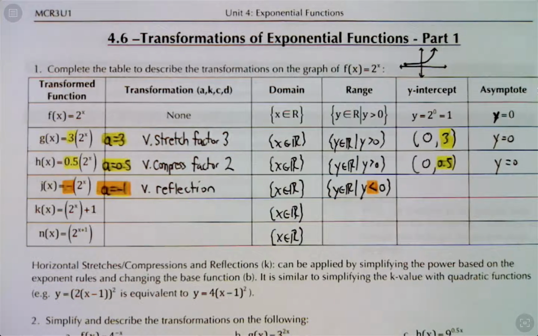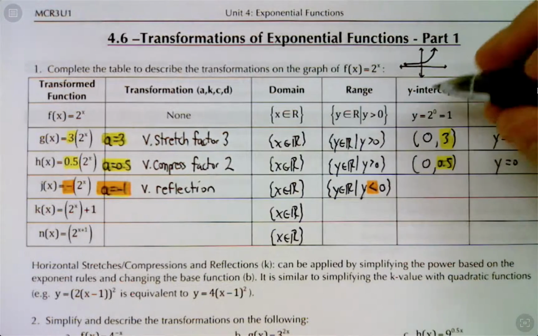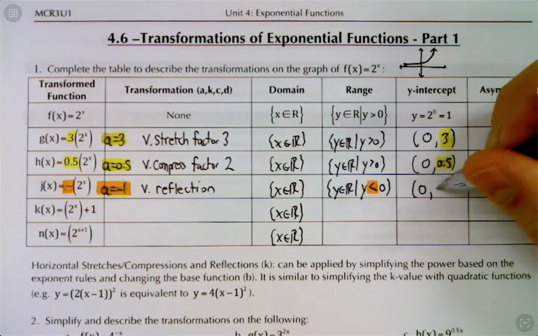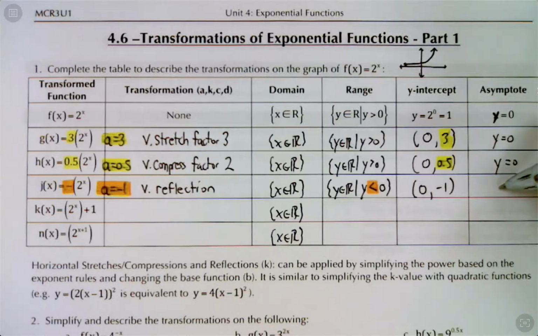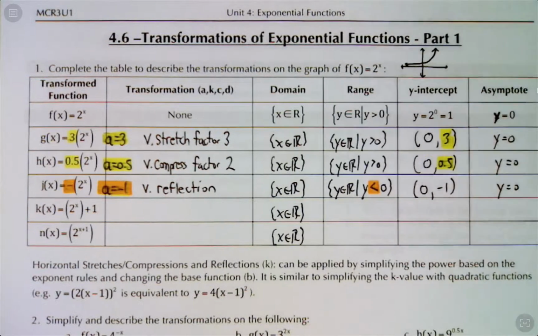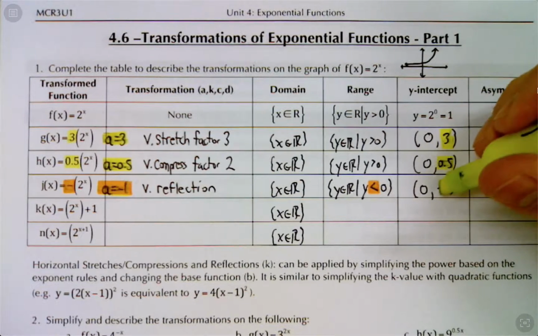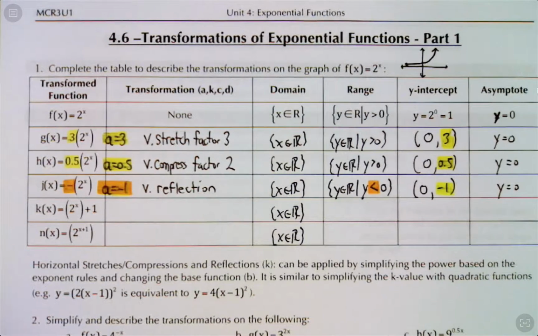But a reflection, an a of -1, changes the sign of the range because it flips it. Now, also the y-intercept's changed, because if we do the math, we should get -1 now, and the asymptote didn't change. So a negative value, again, still continued to change the y-intercept, but the fact that it was negative changed the range.